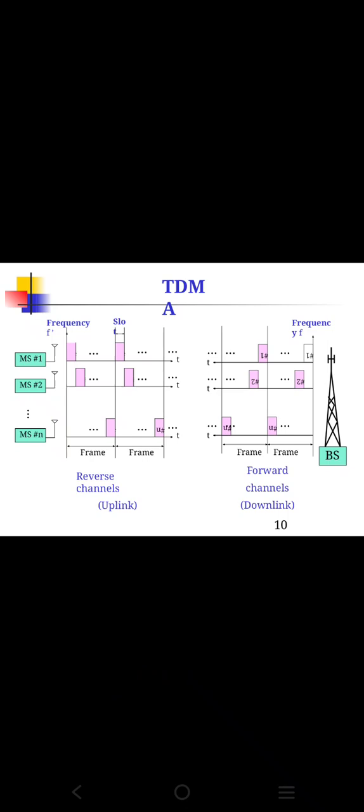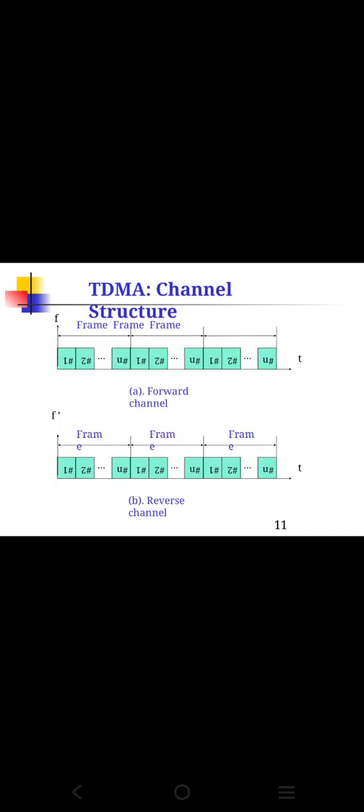Next is the TDMA. In TDMA, a single carrier frequency is shared by several users, where the users can use non-overlapping time slots. As I said, the left side shows the reverse channels, the uplink, and the right side shows the forward channels, the downlink, and how the frames are separated is given here. So this is the channel structure for TDMA. Above is the forward channel, and the same is shown for the receiver side, the reverse channel also.